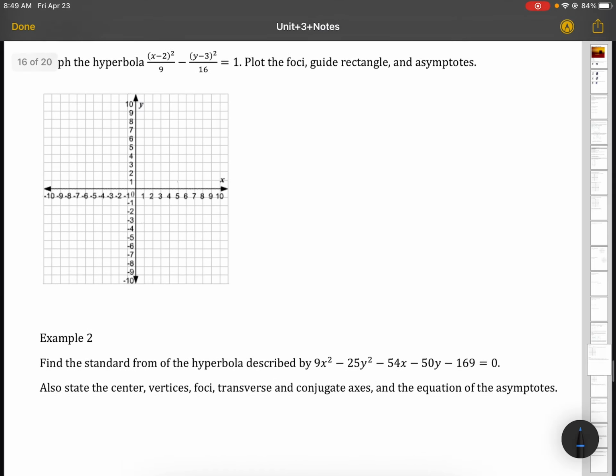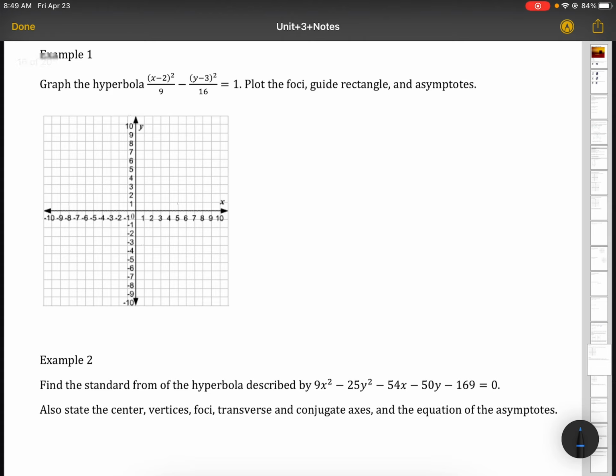So for example 1, we're going to graph the hyperbola x minus 2 squared divided by 9 and y minus 3 squared divided by 16, that equals 1. So straight out, we see that a squared is equal to 9. So a equals 3. And b squared equals 16. So b equals 4. Okay. Our center, let's write this. So our center is 2, 3. So we're going to go over 2 up 3. This is the center of our hyperbola.